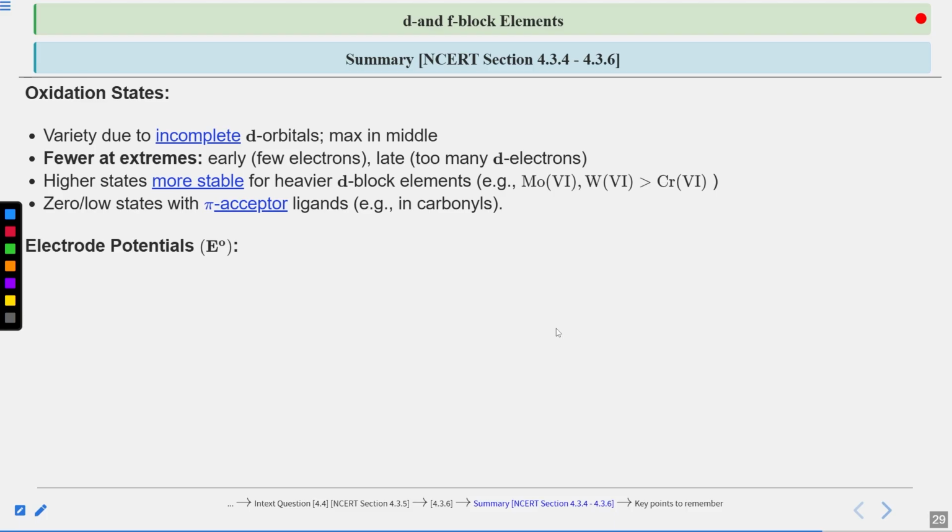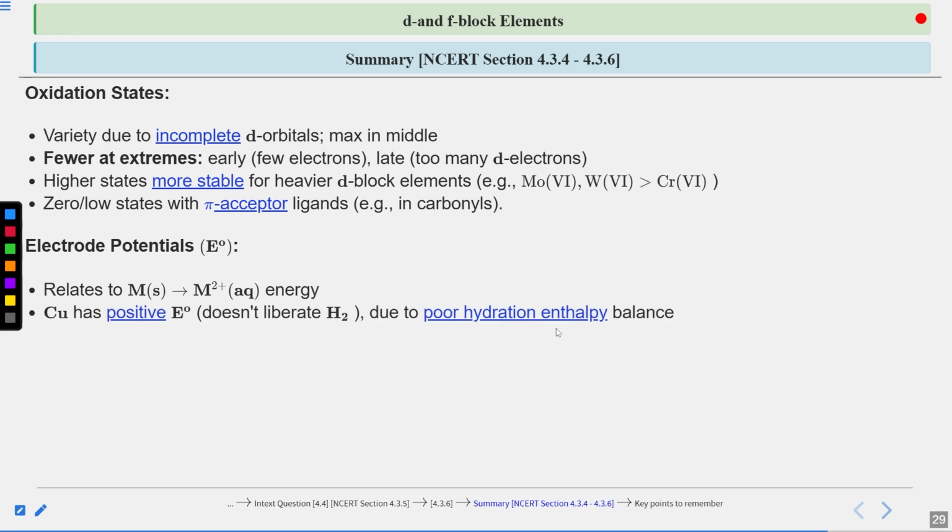Next, we talk about the electrode potential value. So it is related to the metal in the solid converting to metal in the 2 positive aqueous state. The E naught value is related to this conversion. So copper has a positive E naught. That means it is not going to liberate hydrogen when it reacts with the acid. Why? Due to its poor hydration enthalpy balance.